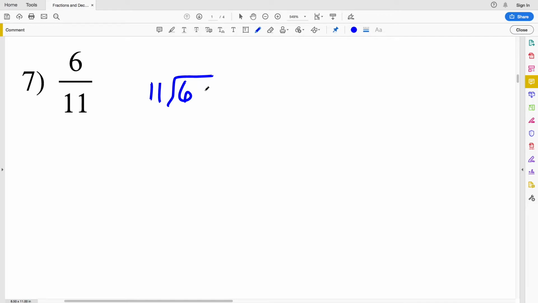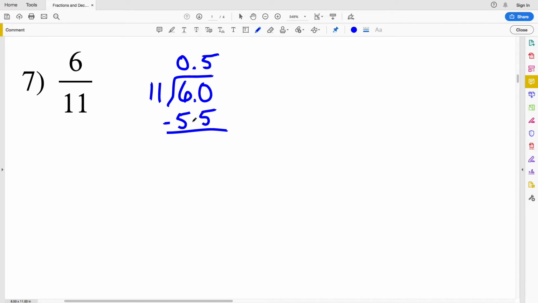And we know that 11 doesn't go into 6, so we're going to start off with a 0. Making sure we keep track of that decimal point, we'll now see how many times 11 goes into 60, which is 5 times. 5 times 11 is 55. Notice that if we tried to multiply 11 by 6, we get 66, which is greater than 60. So remember, we need to see how many times 11 goes into 60 without going over, and that's 5.